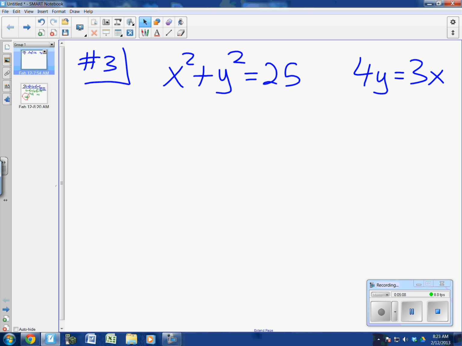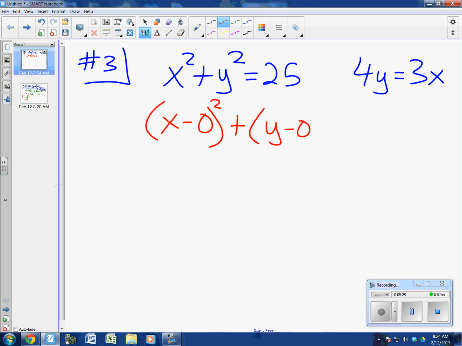Does this x squared plus y squared equals 25 look like the other problem? Yeah, what's the center of the circle? 0, comma, 0. Because this really is x minus 0 squared plus y minus 0 squared equals 25. So x minus 0 is just x, so it's x squared. And y minus 0 is just y, so it's y squared. Do we all understand that? Okay? And so the center of the circle is at 0, comma 0. And what's the radius of this circle? 5. It's the square root of 25, which is 5.